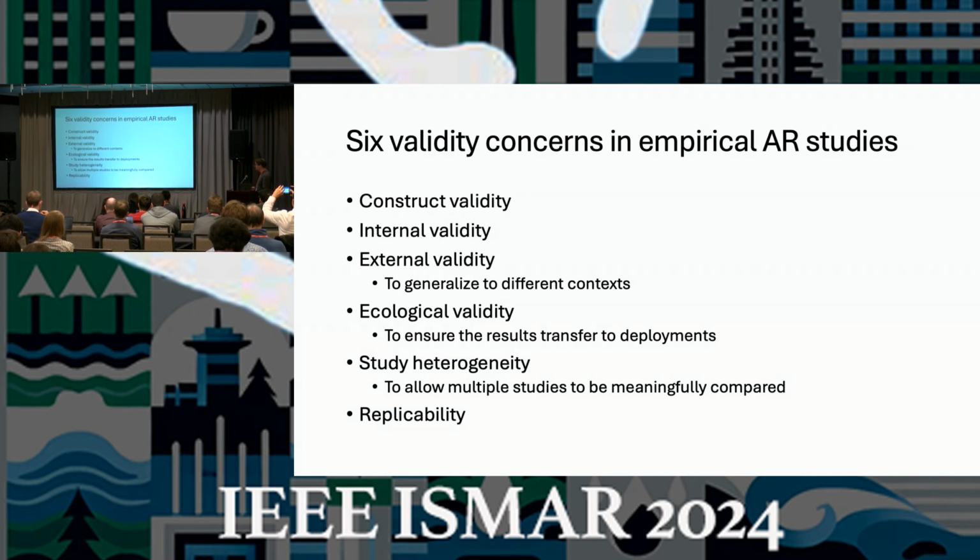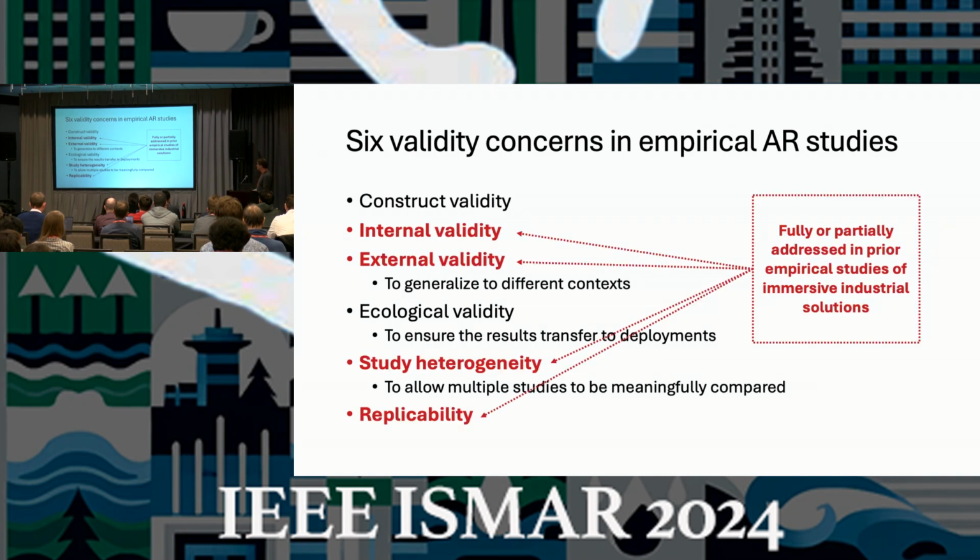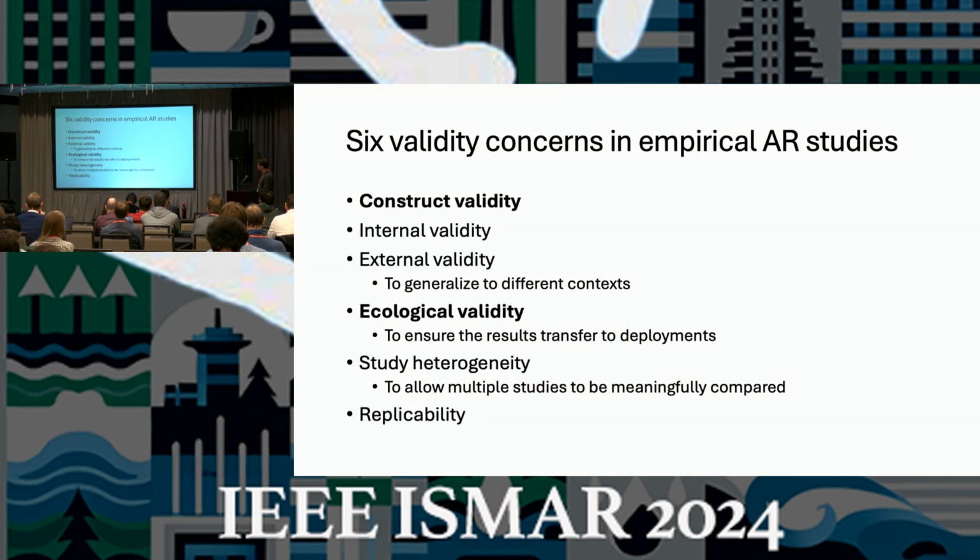And we have to think about study heterogeneity, so we can actually do meta-studies and compare studies. And finally, we have to think about replicability. Can people replicate the findings? In terms of this, our systematic literature review, again, details in the paper, and I will not say much about it, fully or partially addresses internal and external validity, study heterogeneity, and replicability. It actually does a pretty good job, right? So it's not bad. We're not saying everything is a disaster here. It's not. But it does leave these two, construct validity and ecological validity.